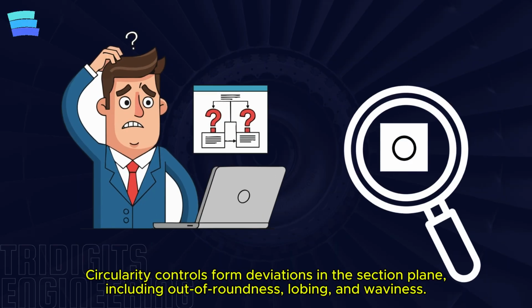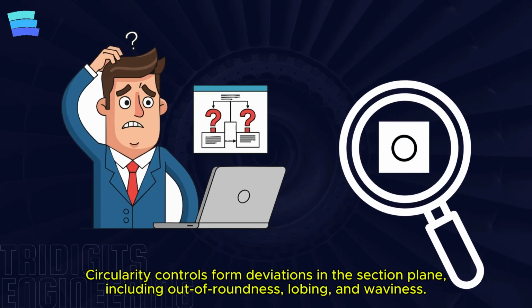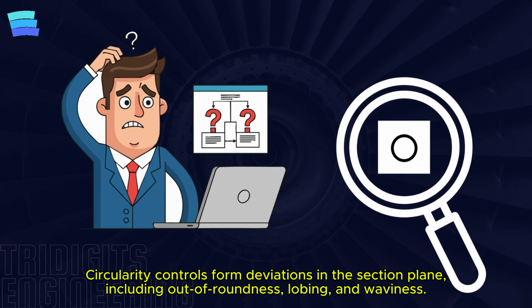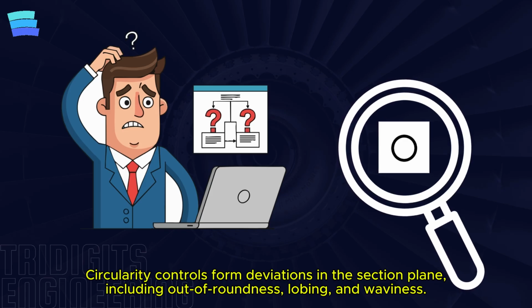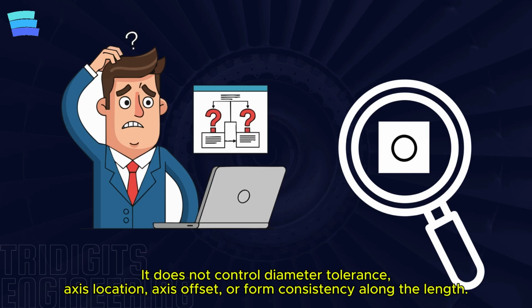What does circularity control and what does it not control? Circularity controls form deviations in the section plane. This includes errors such as out-of-roundness, lobing, and waviness. It does not control diameter/size tolerance, axis location or axis offset, shape consistency along the entire surface. This is controlled by cylindricity.